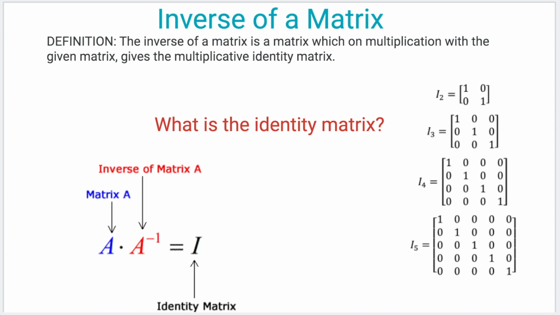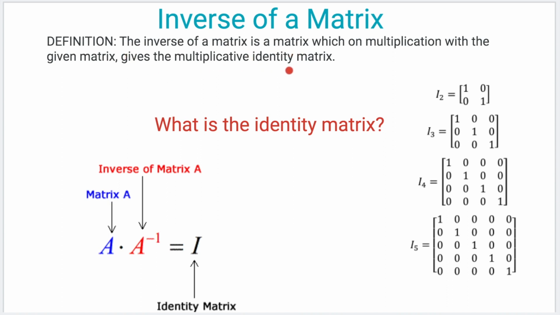So let's start off with the definition of an inverse of a matrix, and it is a matrix which on multiplication with the given matrix gives the multiplicative identity matrix. So there are two things in that statement. The first thing is multiplication. So whenever you're trying to figure out the inverse, we're going to be dealing with multiplying the matrices. We're not going to be adding or subtracting them. So this gives you an identity matrix.